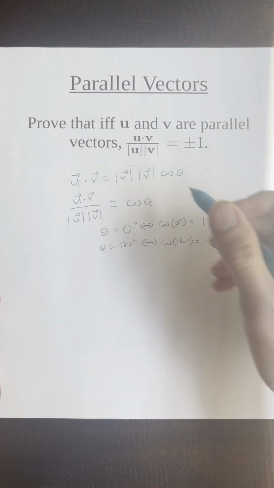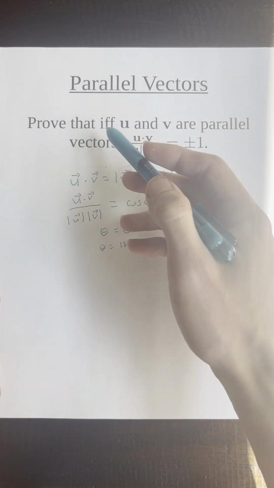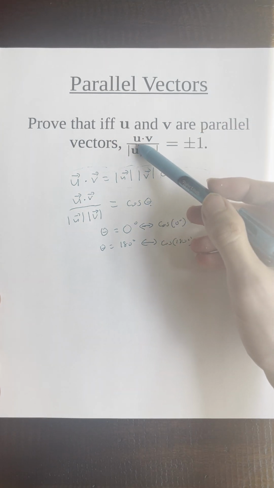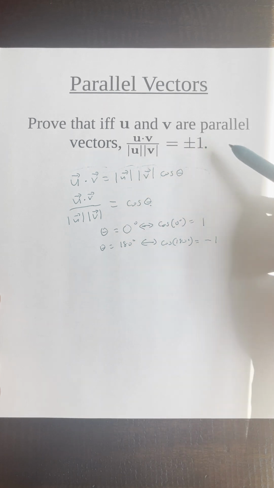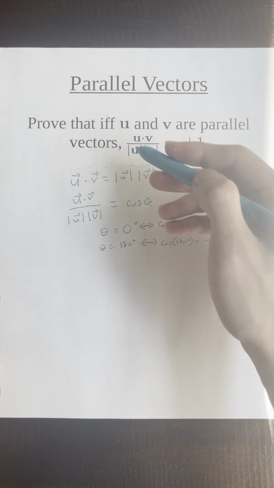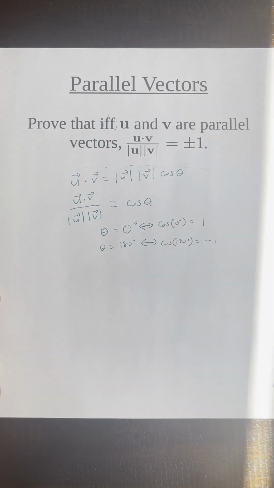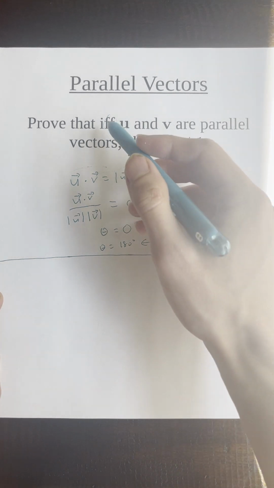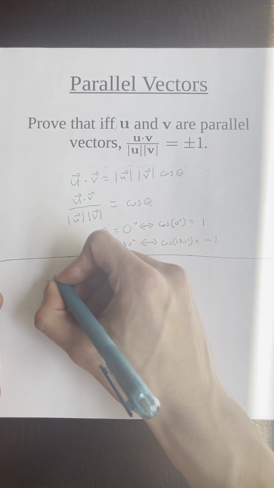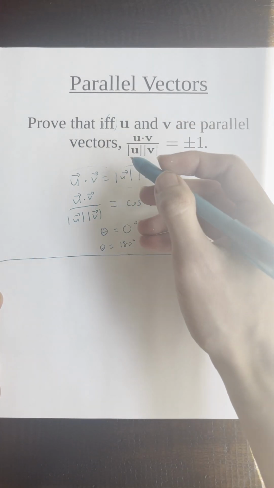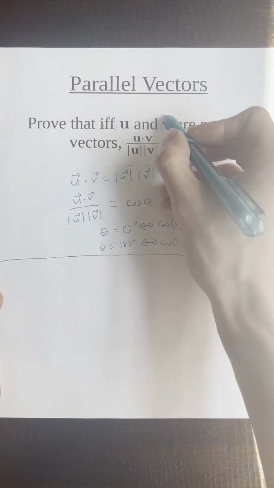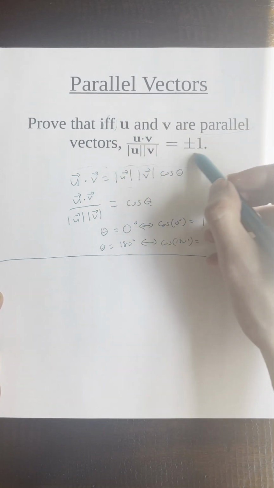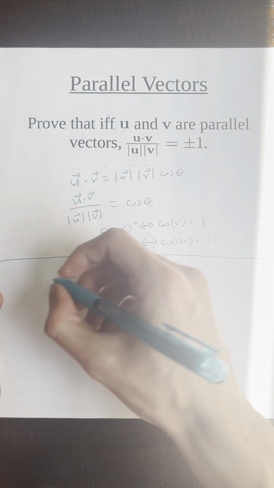Okay, now let's go back to the problem. Prove that if u and v are parallel vectors, dot product divided by product of magnitudes is equal to plus or minus 1. What does the word "if" mean? The one with two f's. It's a biconditional statement. So what that means is we need to show that if u and v are parallel, this equation is true. But also we need to show that if this equation is true, u and v are parallel. So this is what it looks like.